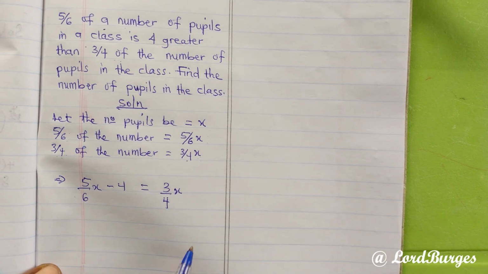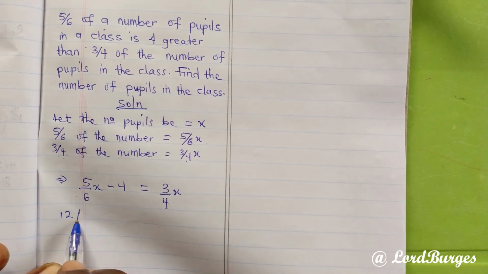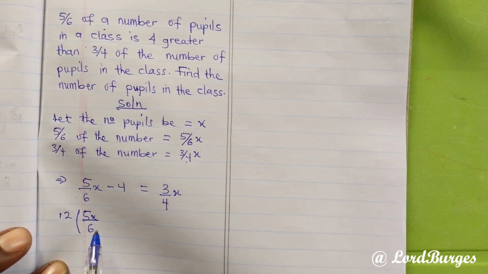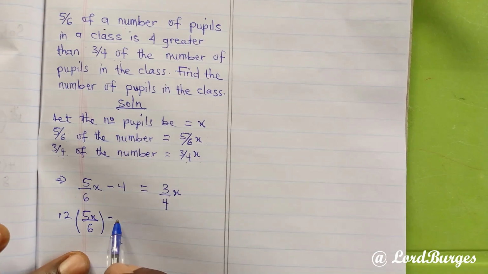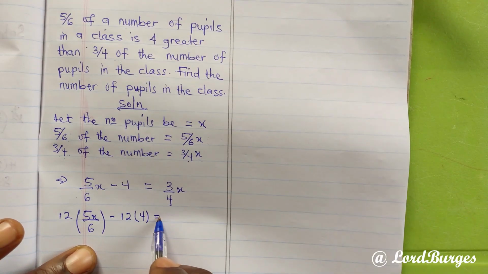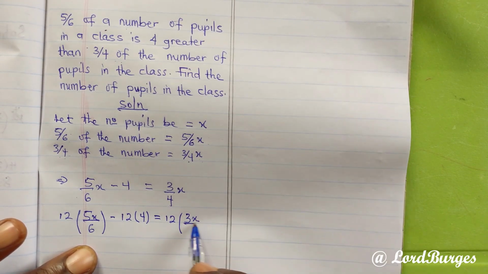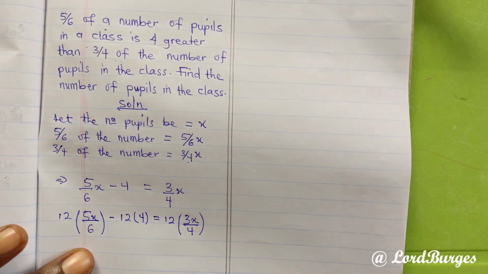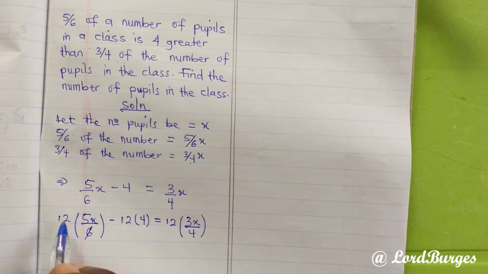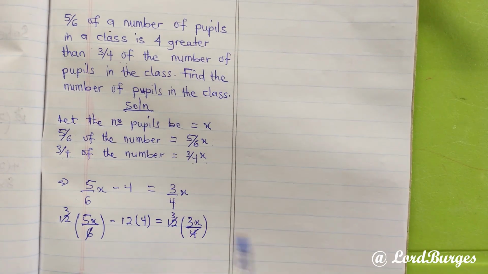So what I should be having now, the LCM is 12. So I would be having 12 into bracket 5x over 6 minus 12 into bracket 4 to be equal to 12 into bracket 3x over 4, such that 6 will cancel 12, 2, and 4 will cancel 12, 3.